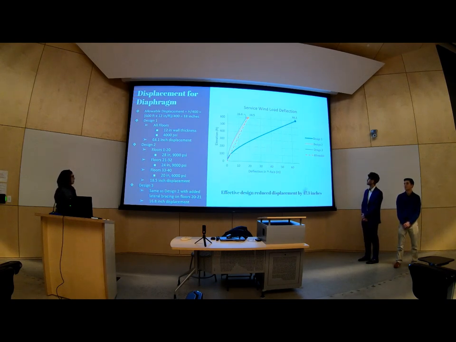So we did have to reconsider our design, and we ended up changing the concrete wall thickness as well as the strengths. And that gave us the 18.5-inch displacement, which was right over our allowable of 18. So we did add lateral bracing on floors 20 to 21, and that got us to 16.8 inches of displacement. So you can see that in our graph here, the allowable is the dashed line, and the 16.8 is just right under. So our effective design was able to reduce the displacement by 47.3 inches.